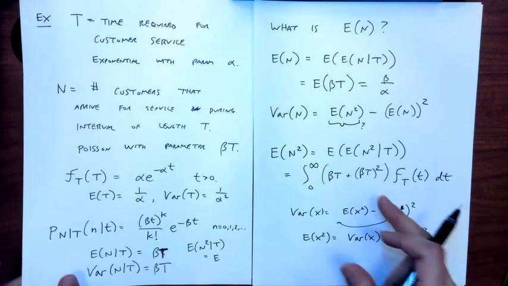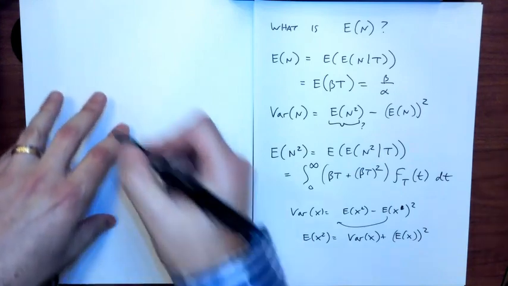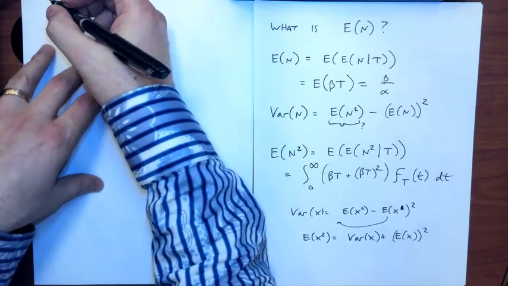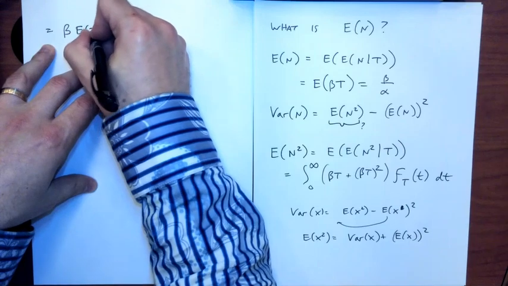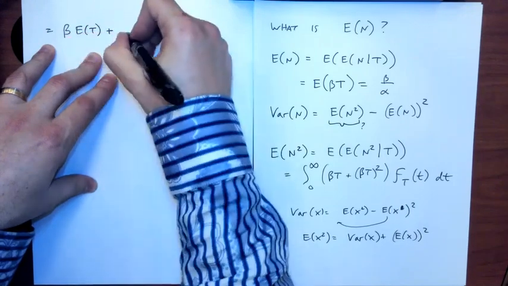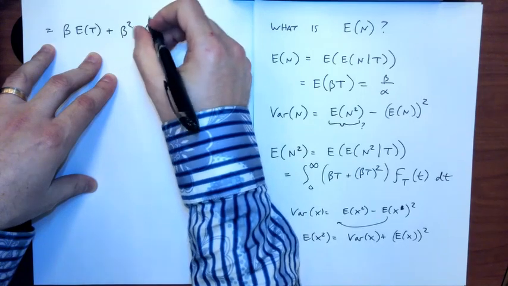Again, I don't actually have to do a lot of math here. This is going to be equal to beta times the expected value of t plus beta squared times the expected value of t squared.